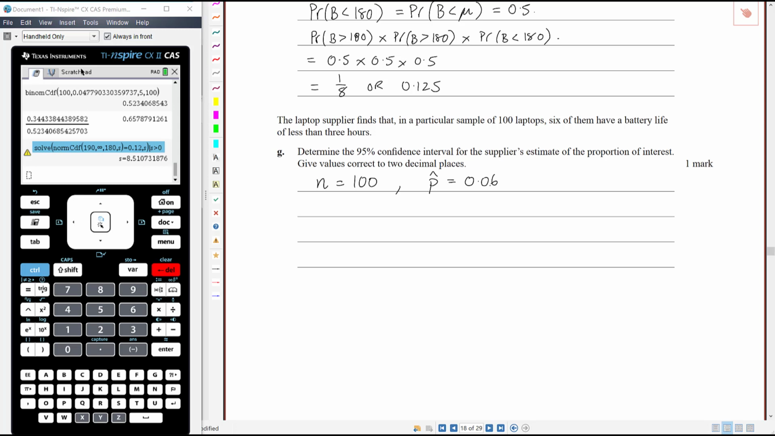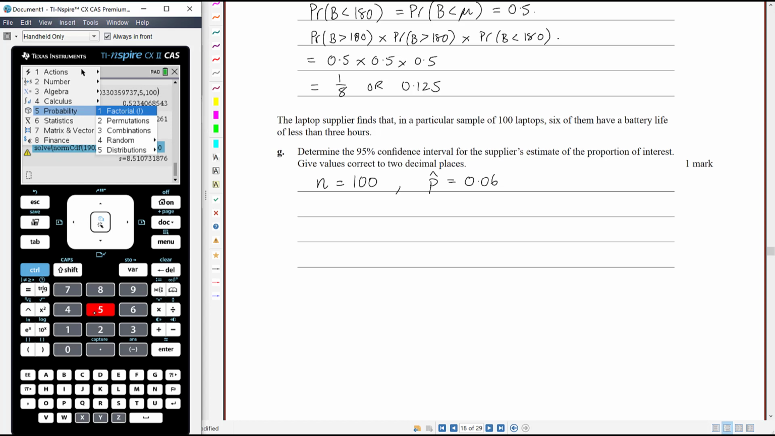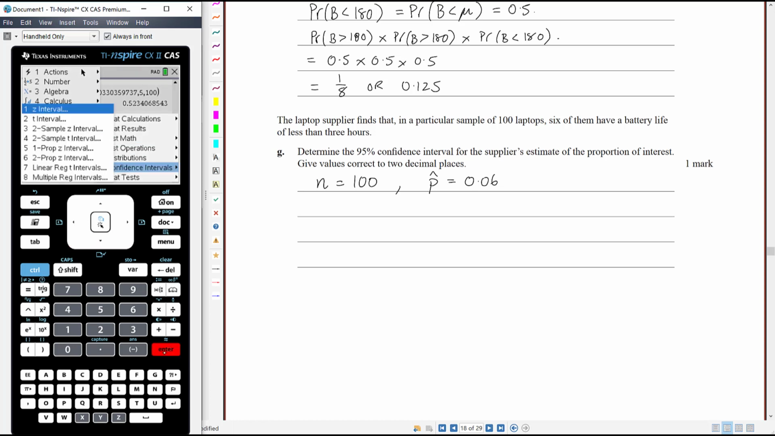Okay, 95% confidence interval we can do using our CAS. So it is menu 5, no, sorry, it's not 5. Sorry, it's menu 6 for statistics. Sorry, it's 2020, I haven't taught this year. And 6 for confidence intervals. We want, which one do we want again? I think it's 1 prop Z interval. Let me just check. Yes, so 1 prop Z interval, so 5.